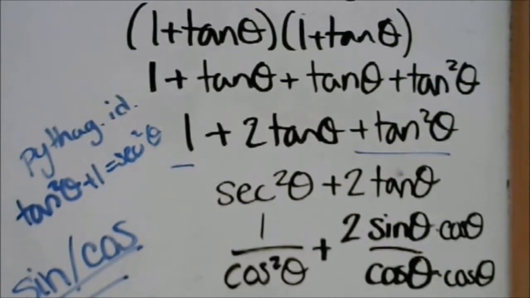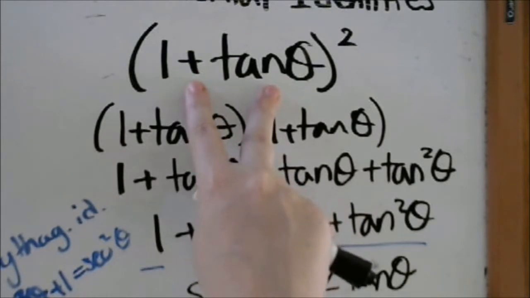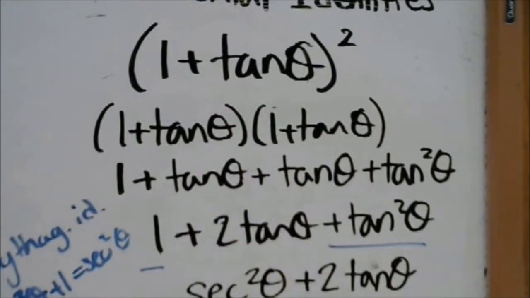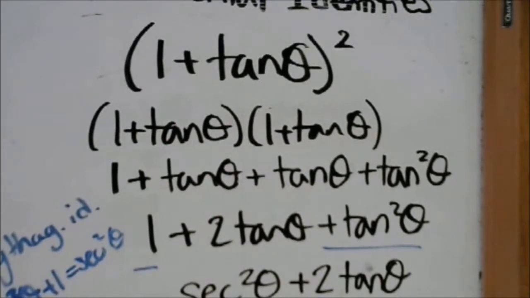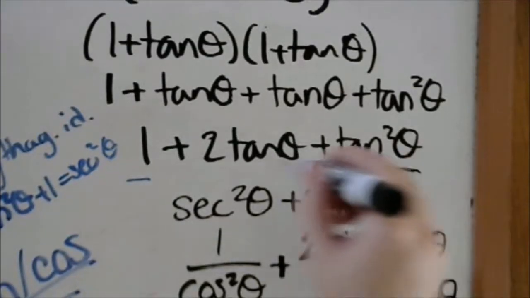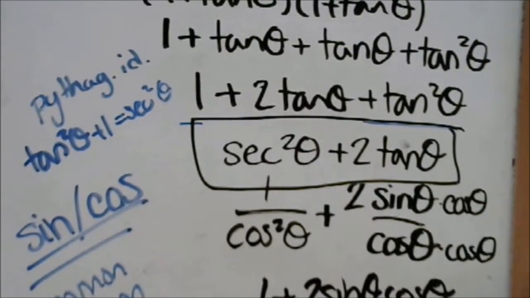Every line in this problem is an equivalent expression. 1 plus tan theta squared is the same as 1 plus tan theta times 1 plus tan theta. Is the same as this, is the same as this, is the same as this. And I want to look for what I consider to be the simplest form of this expression. And I'm going to say that the simplest form was probably back here when I still had secant squared theta plus 2 tan theta.